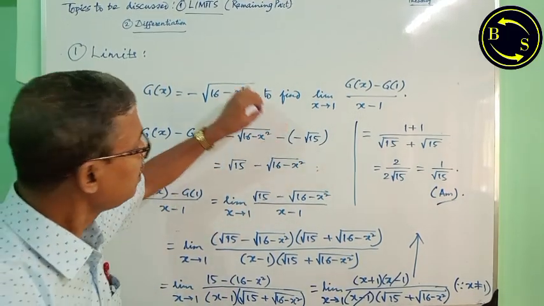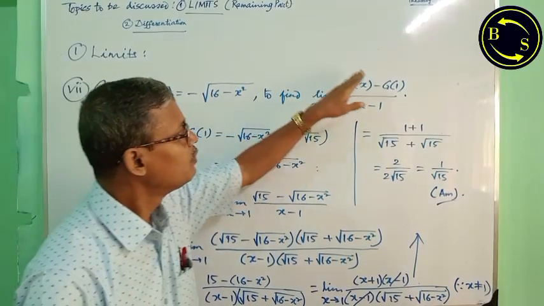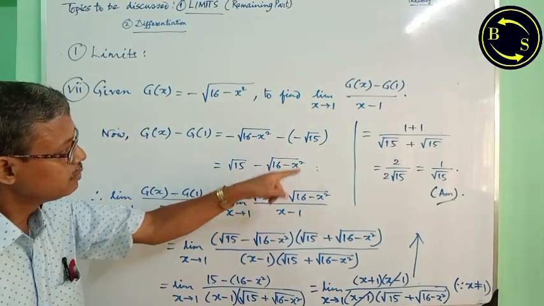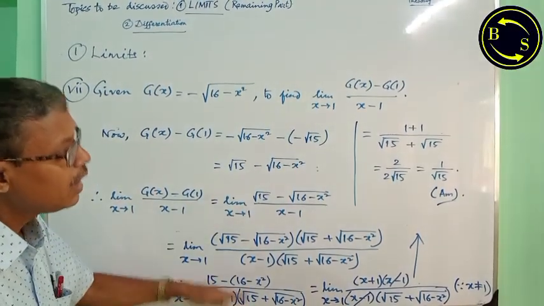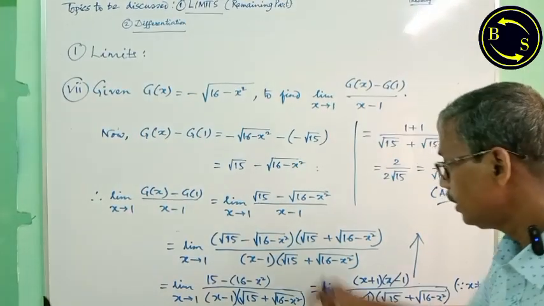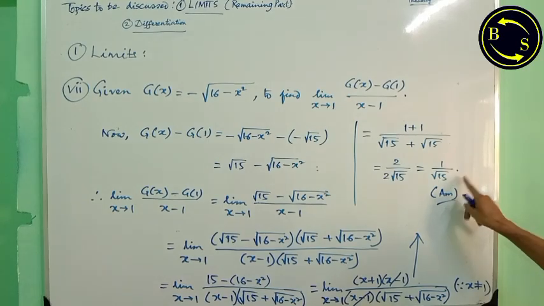I have taken another sum as earlier. First of all, I have calculated the numerator and got this value, then the limiting value, and according to the process of finding limit, I have proceeded and got the value 1 by root 15.